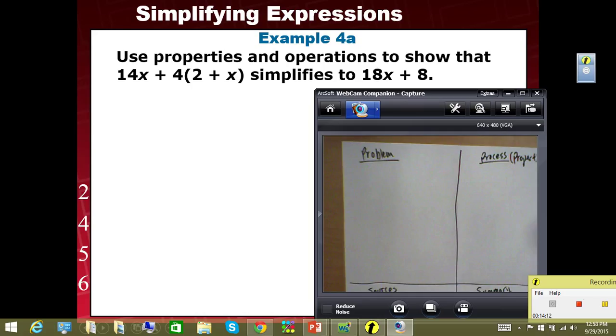From there, let's rewrite the expression. Look up, please. Write the expression with bigger numbers and letters: 14x plus 4, parentheses, 2 plus x. And we're going to simplify that using properties, okay? So think about it. Look at this expression. Turn to your neighbor, let them know what would be the first thing you do.